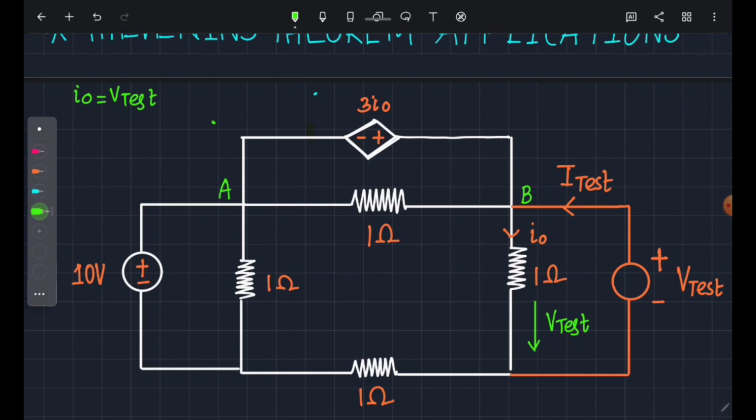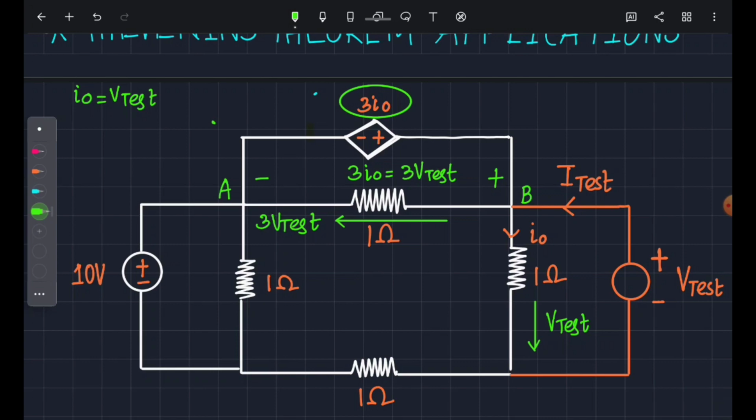Now let's move our attention to node B, and we see that we have a dependent source 3 I naught. So the voltage across node B and node A is nothing but 3 I naught, and we know I naught is equal to V test, so this is nothing but 3 V test. Now we are able to calculate the current through this 1 ohm resistance. The current that is flowing through this is nothing but 3 V test. Hope we are able to understand this far.